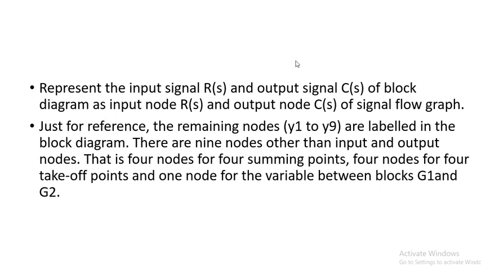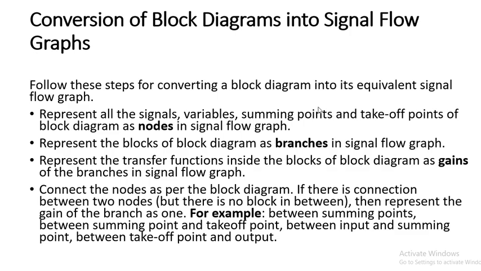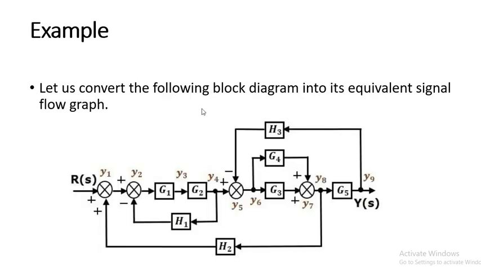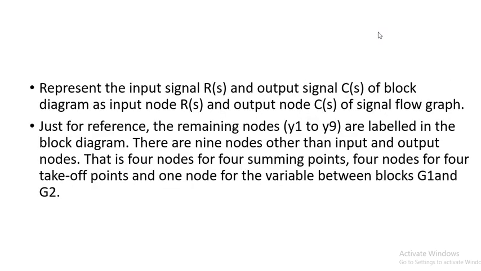But before that, let's see what we have done. Represent the input signal R(s) and output signal C(s) of a block diagram as an input node R(s) and output node C(s). See, this is the input signal and this is the output signal, and by this rule that we have mentioned, the signal must be represented with the help of nodes. So that's why the input R(s) is represented with the input node. Okay, that we will see in the next slides, and the output signal is represented with the help of output node C(s). Okay, so that we will see.